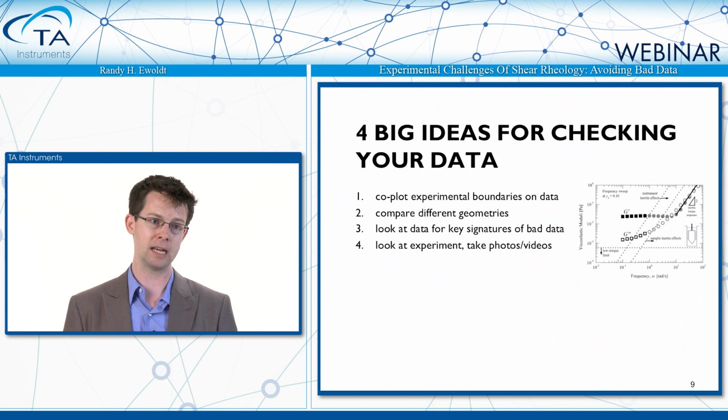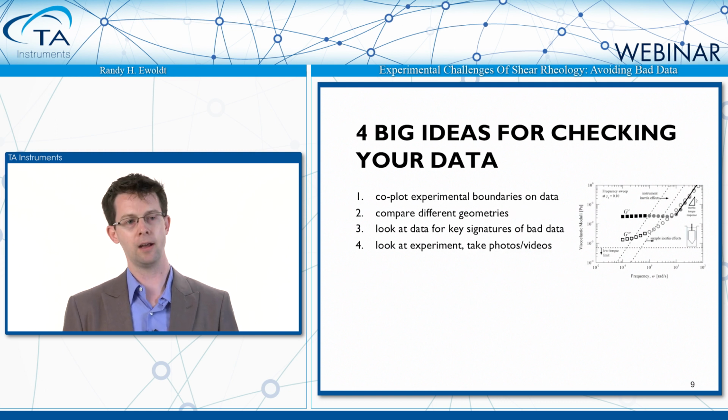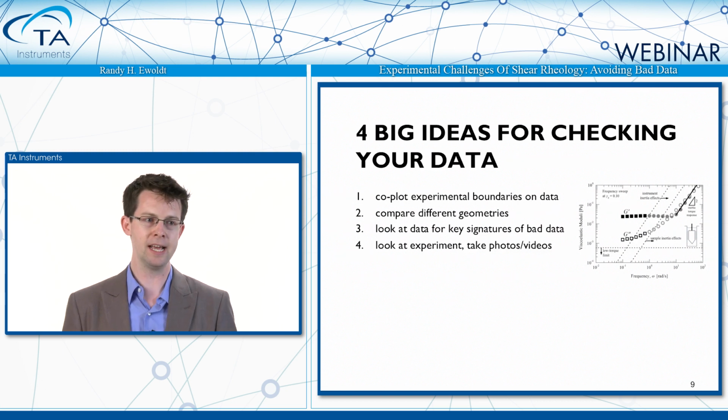Did that matter for these tests? It's getting close, but this allows you to see how close to that boundary you're actually coming. The other slanted lines are identifying 2 different types of inertia that might be going on, and we'll talk about those in detail. Number 2, and this is something I hope you've heard from other people already, compare your measurements with 2 different geometries.